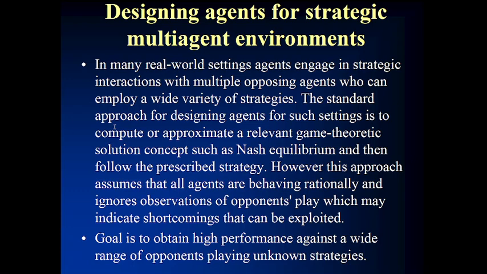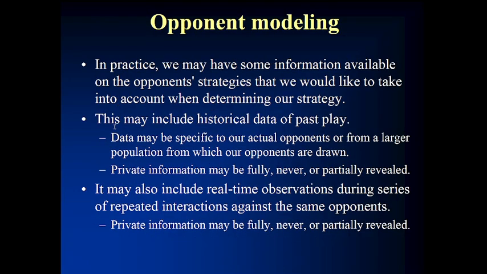Now, one shortcoming of this approach is that it assumes all the players are behaving rationally, and it essentially ignores observations of the play that you could potentially adapt to and exploit if they're mistakes. So the ultimate goal in strategic multi-agent environments is to obtain a high performance against a wide range of realistic opponents that are playing unknown strategies. This is called opponent modeling, in contrast to just Nash equilibrium.